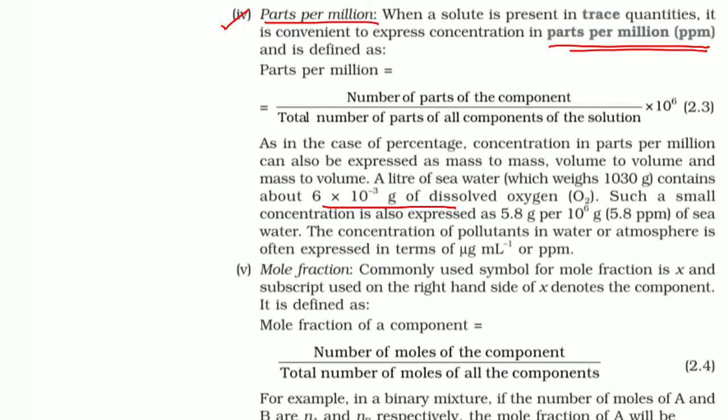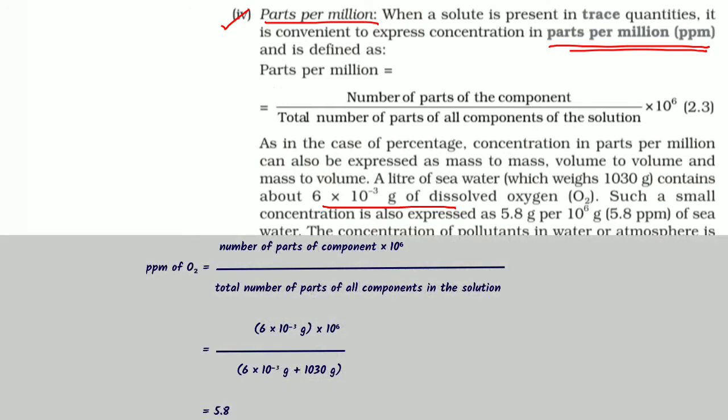If you look at this example, a total of 6 into 10 to the minus 3 gram of oxygen is present in 10 to the power 3 gram of water. That means a very minute amount of oxygen is dissolved in almost 1 liter, or 10 to the power 3 gram, of water. So a very small amount of solute is present. We can express the concentration of this oxygen in water in terms of ppm, or parts per million.